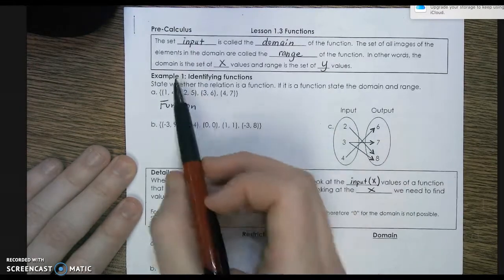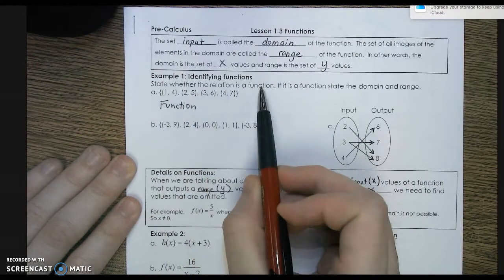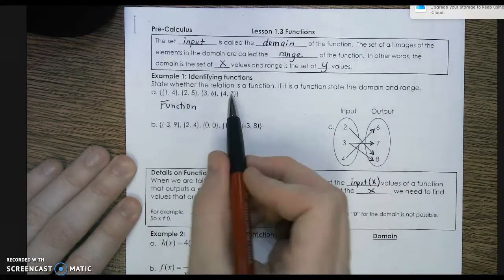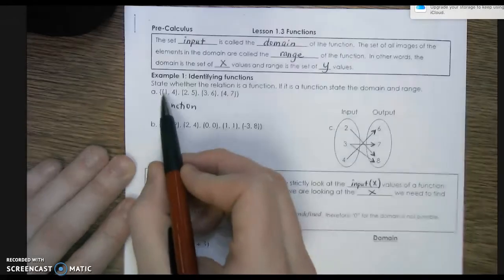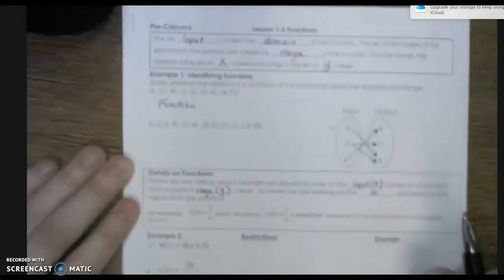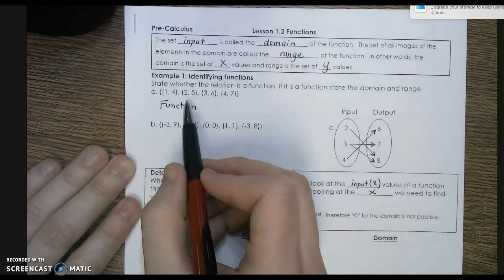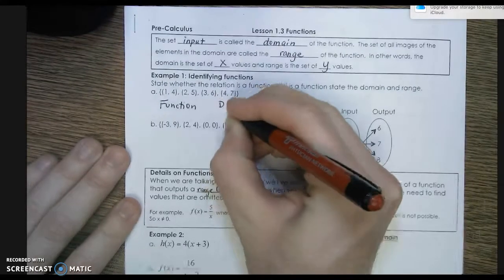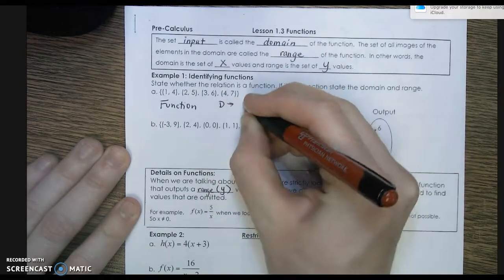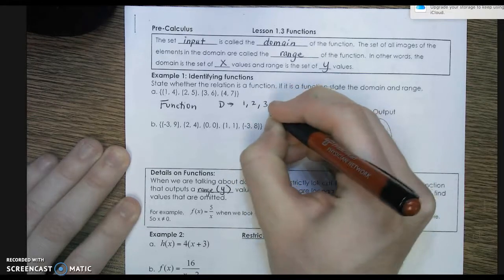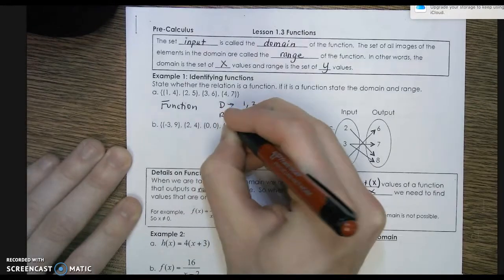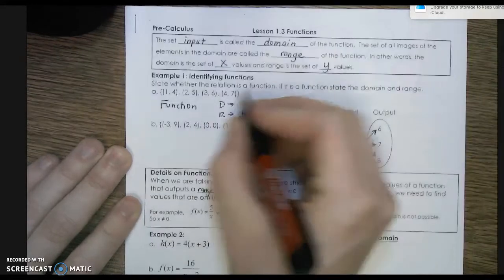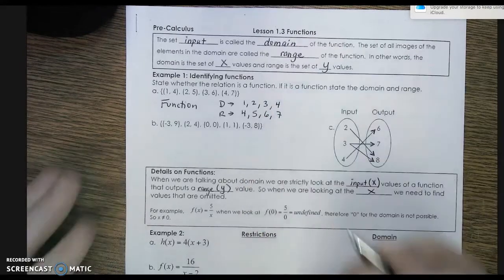In this first example, we're stating whether the relation is a function, and if it is a function, stating the range and the domain. So here, A is a function because each x value is different. So it would pass the vertical line test, and so we say that's a function. And then it wants to know what the domain and the range is. So your domain would be all of your x values, all the input values, and your range would be all your output values, so all the y values. So I've got 6 and 7.